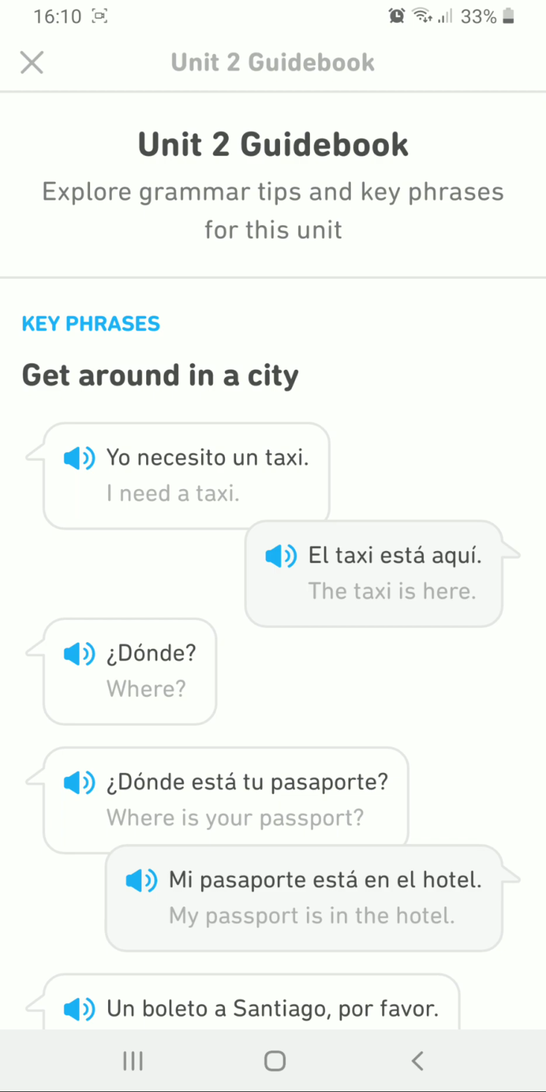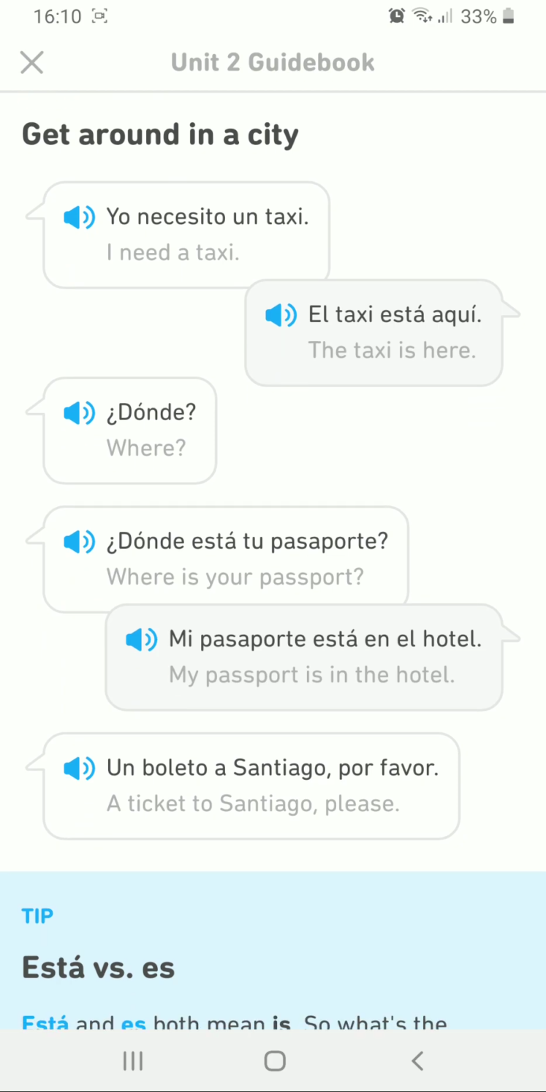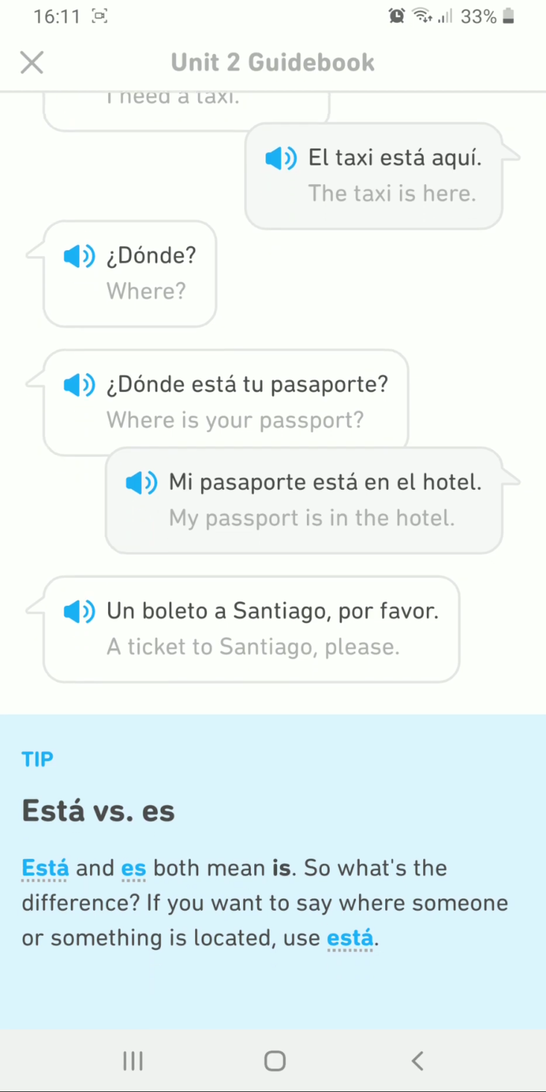El taxi está aquí. ¿Dónde está tu pasaporte? Now we have not the subject, but the possessive adjective tu, which is your. Notice there is no accent on tu. If there were an accent on tú, it would be the subject pronoun you, singular person. So that's not the case here. We're talking about your passport, so tu pasaporte. ¿Dónde está tu pasaporte? Y mi pasaporte está en el hotel.